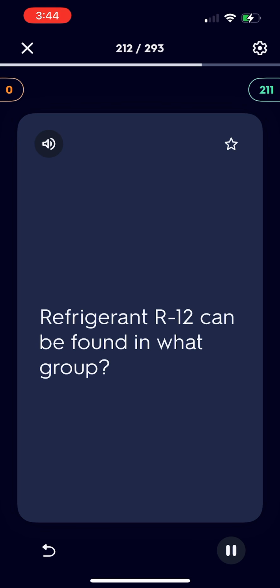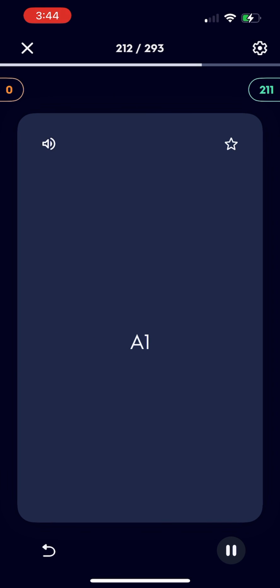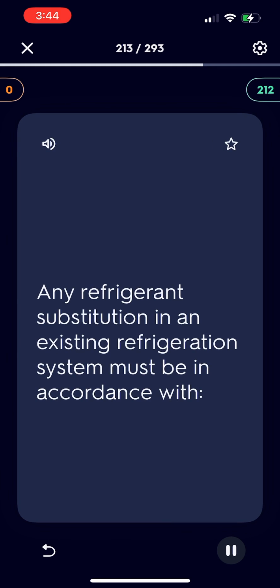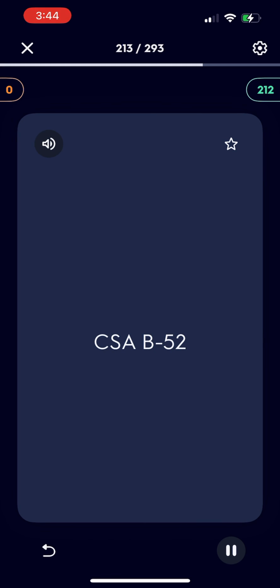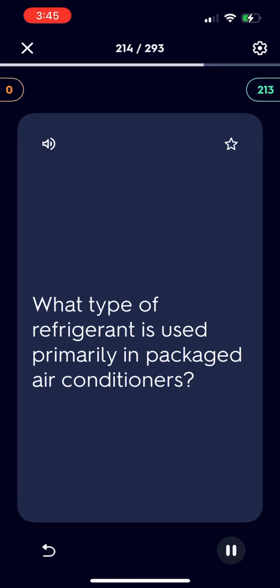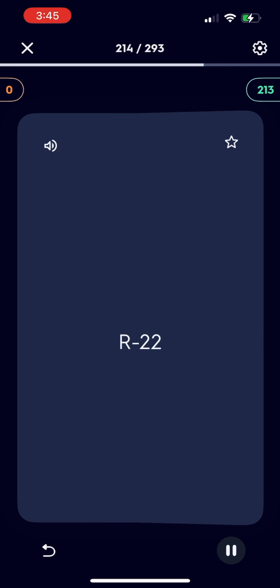Refrigerant R12 can be found in what group? A1. Any refrigerant substitution in an existing refrigeration system must be in accordance with CSAB 52. What type of refrigerant is used primarily in packaged air conditioners? R22.